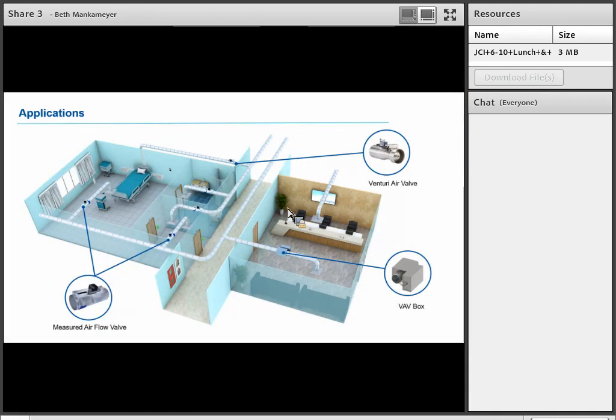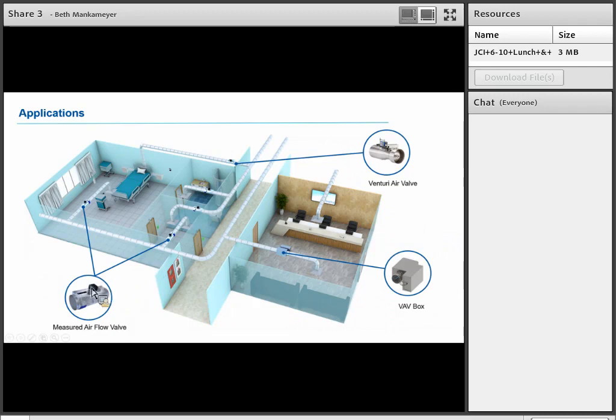Right here we have a patient isolation room that might be positive or negative with respect to the corridor. So we have the isolation room right here, an ante room right here, the restroom right here, a corridor, and then we have a non-critical space like a meeting area, a conference room. And so you can see that in this space there's a VAV box in the non-critical area, and then you'll have this return air right here.